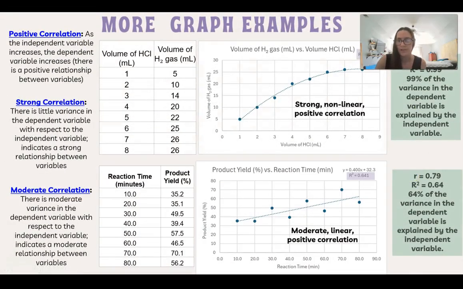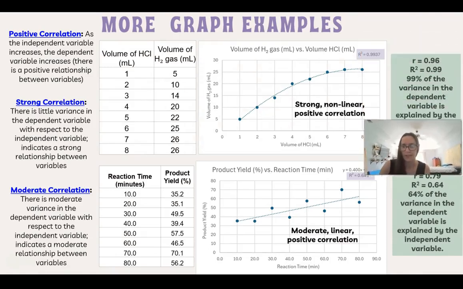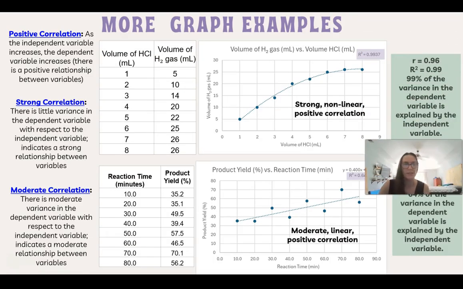Okay, so let's look at some more examples of graphs and interpreting what the data means. Because our r value, our correlation coefficient, can be anywhere from -1 to 1, we can have positive correlations or negative correlation. A positive correlation means as the independent variable increases, there's also an increase in the dependent variable. Now notice it does not necessarily have to be linear.